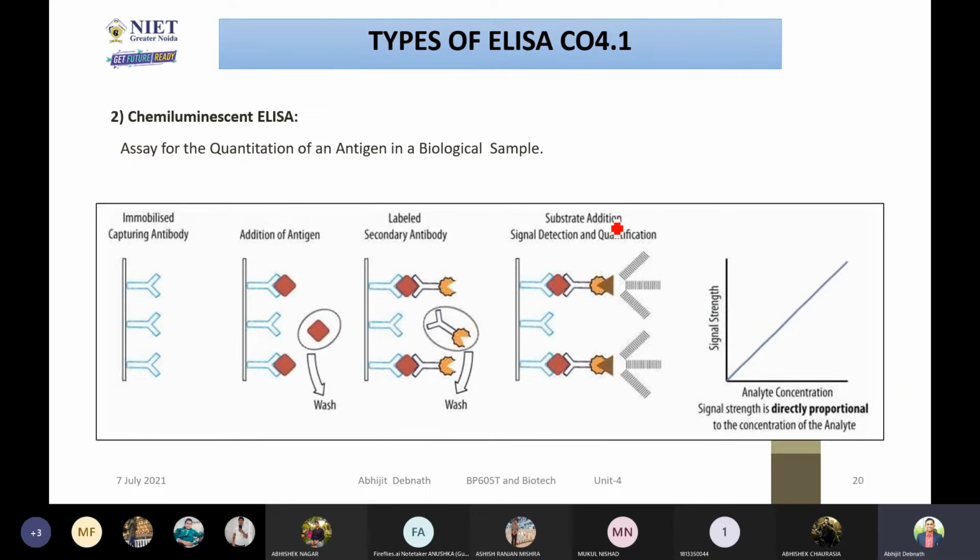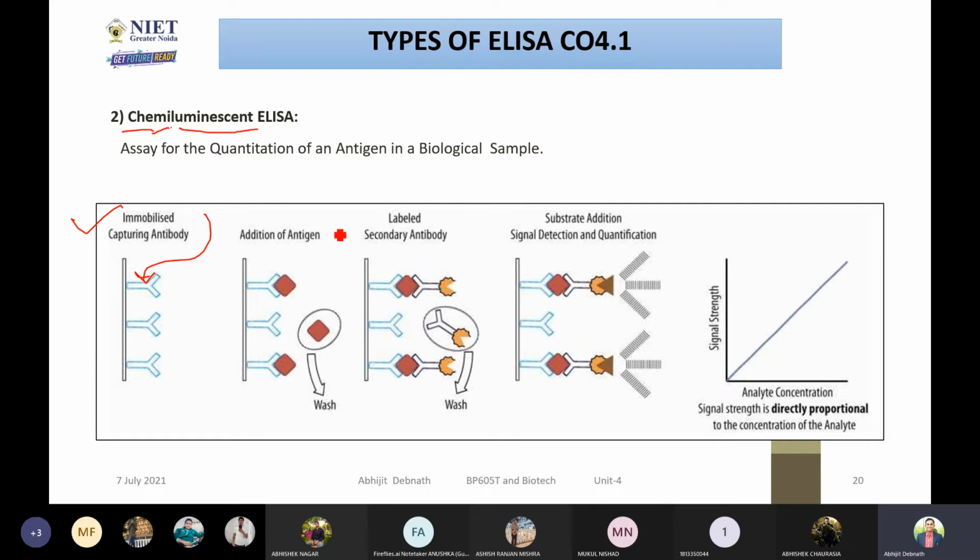Chemiluminescent is another process. Here we are actually using luminescence. Chemiluminescence. Luminescence means some light or some signal. Okay, so here it is opposite. We are actually adding the antibody here. I think this is a direct one. It is similar to the direct process.